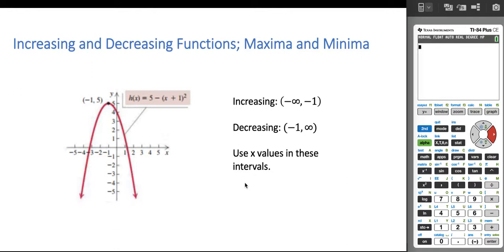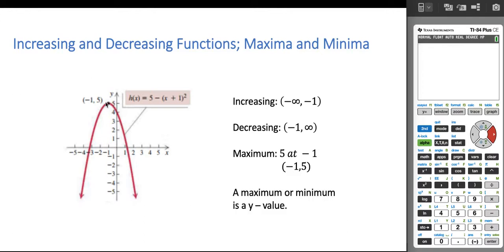Okay, so looking at this same graph, you can see it has a maximum, and the maximum is this point. These are the coordinates of the maximum. Now, how we say this is we say there is a maximum of 5 at -1. So the maximum value is a y value. This one doesn't have a minimum, but the maximum value is 5, and it occurs at -1.